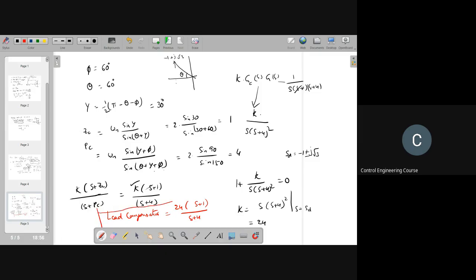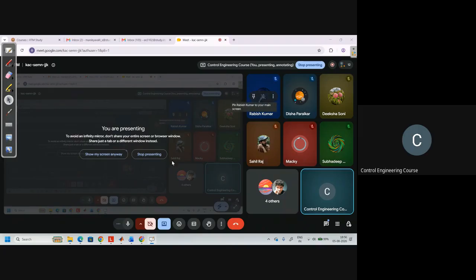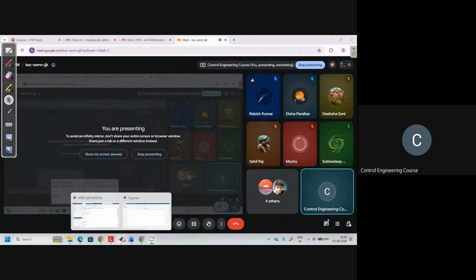The next step is we have to verify the system. I'm using MATLAB to verify this system. Let me open my MATLAB and then show you. Is the example clear for you? Hello? Okay, thank you. Let's open MATLAB.